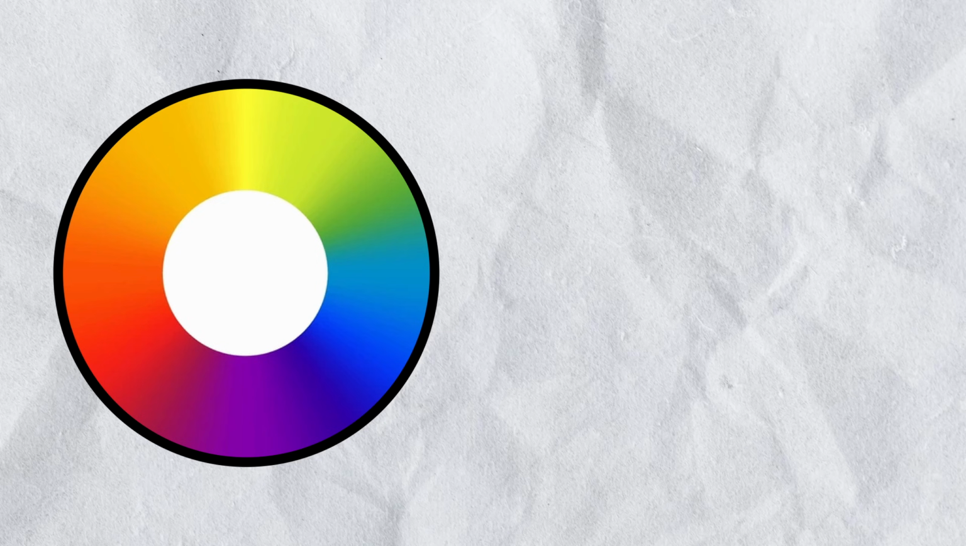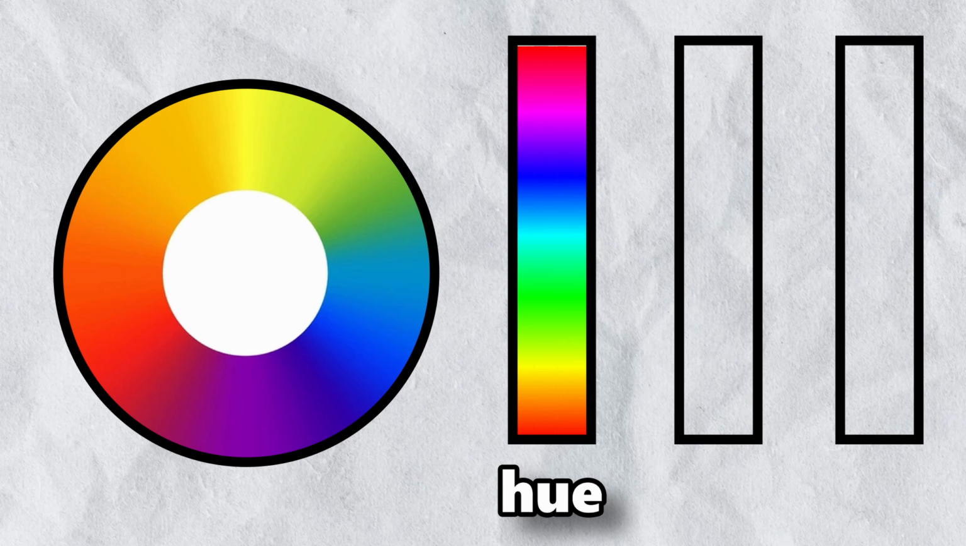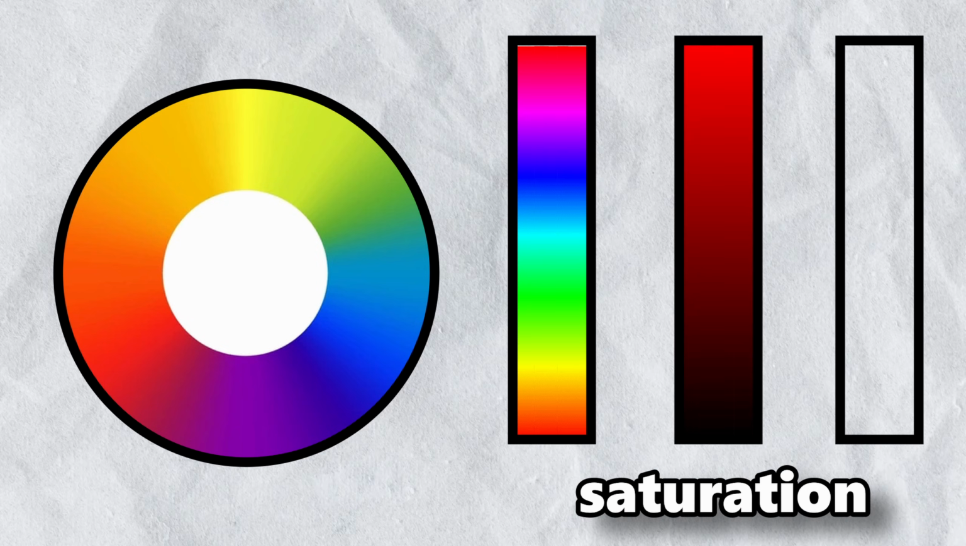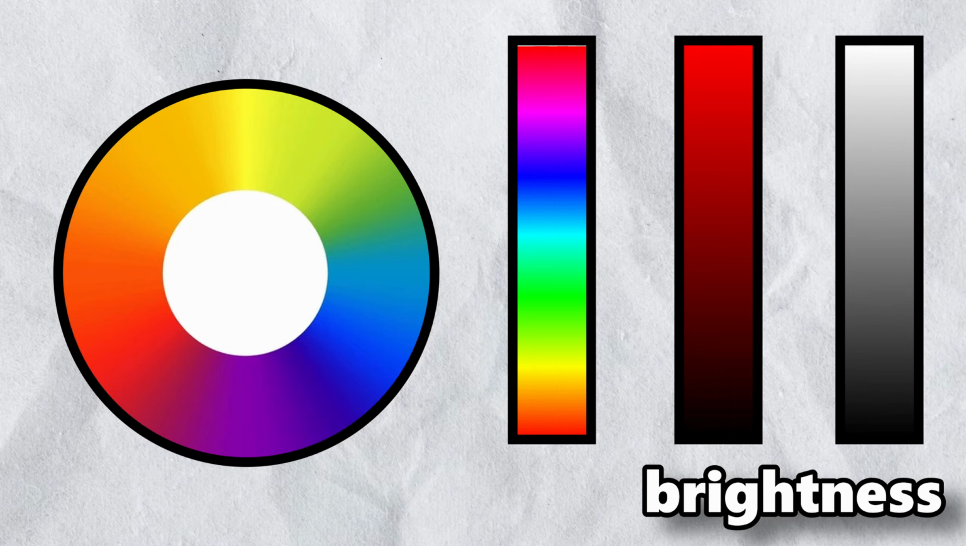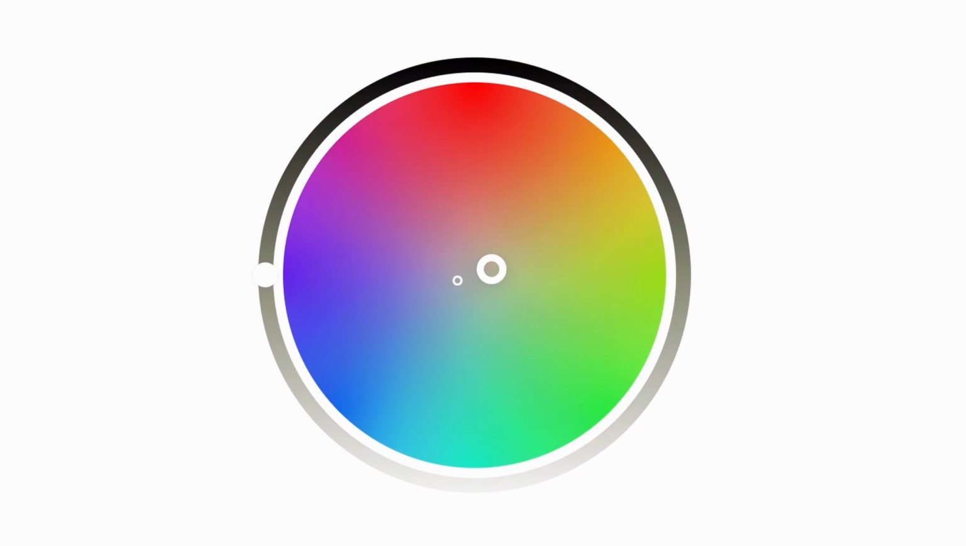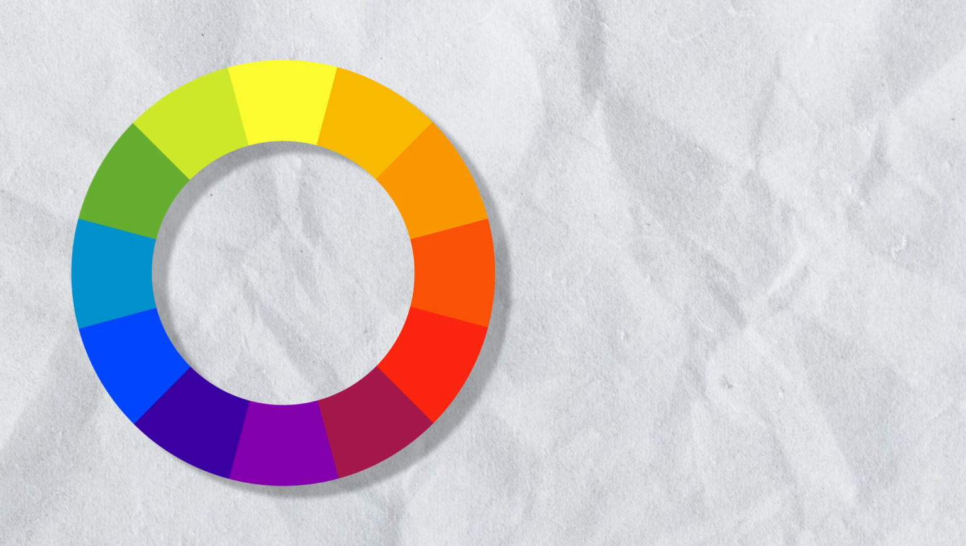Here's how it works. It has 3 parameters: hue, which is basically just the color; saturation, which is the intensity of that color; and brightness, which is just how light or dark the color is. You can change these parameters to make any color you want, and then the color wheel gives you a code. This is the code that represents your color.